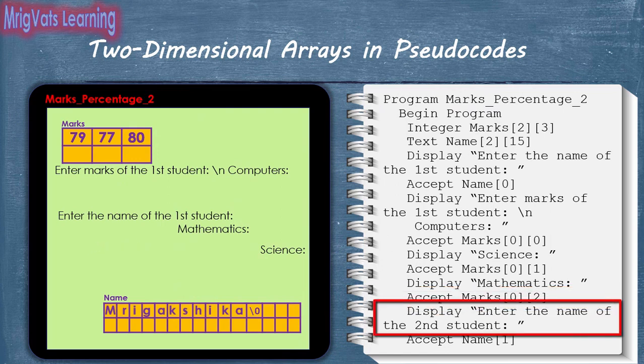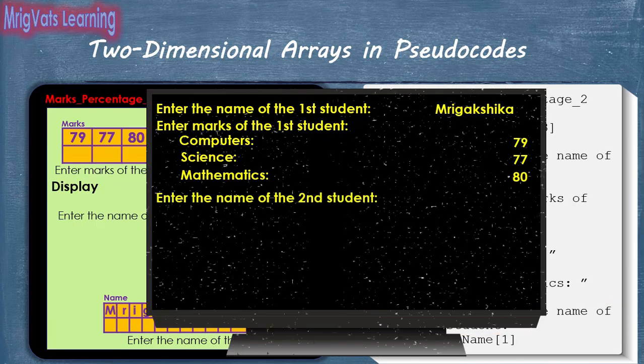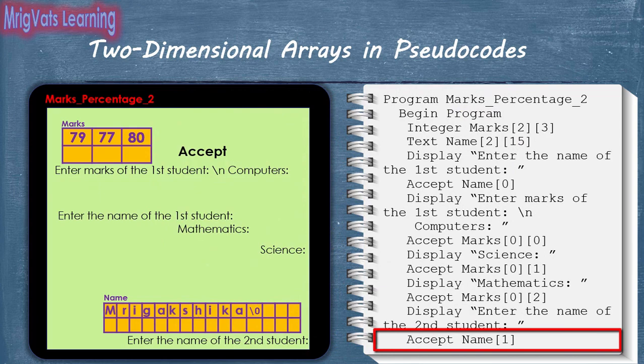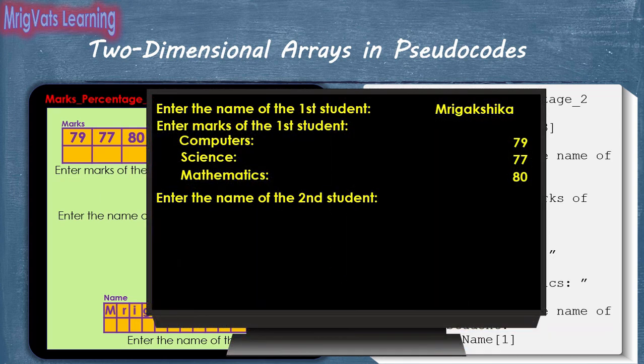When the next display statement is run, the program writes the enter the name of the second student text in the memory allocated for the program. The display statement takes the text as an input and displays it on the virtual display board. When the accept statement is run, the program waits for the user to enter a value.